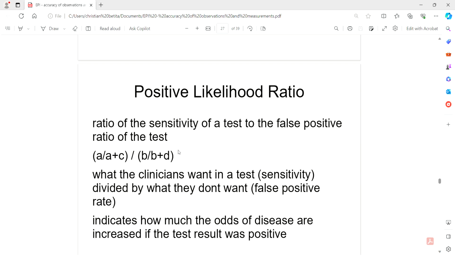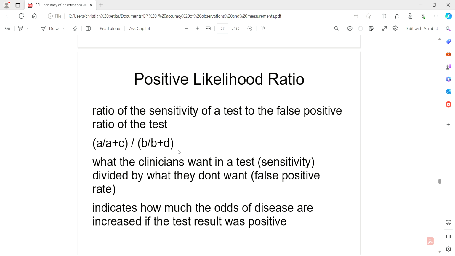Positive likelihood ratio is the ratio of the sensitivity of a test to the false positive rate of the test. And it's given by the formula A over A plus C all over B over B plus D. It's what the clinicians want in a test, which is the sensitivity, divided by what they don't want, which is the false positive rate. It indicates how much the odds of disease are increased if the test result is positive.